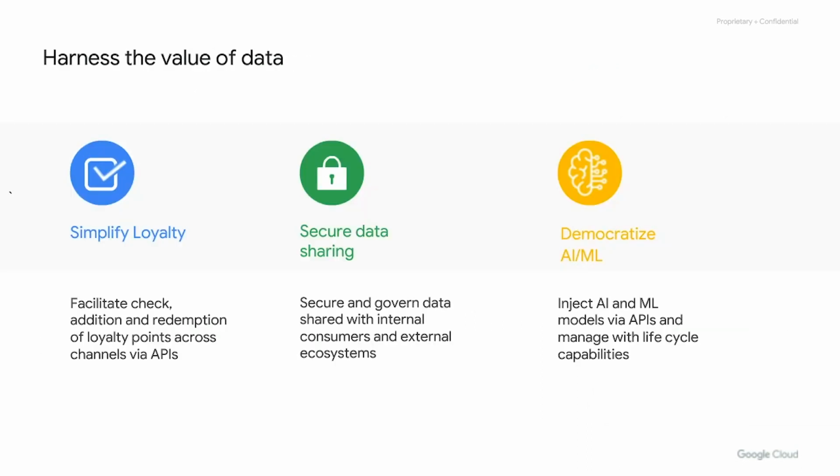One final area, we said there's 4 areas, and the fourth area where APIs are extremely relevant today in retail is harnessing the value of data. So examples of this are simplifying the management of robust loyalty programs across channels, securely sharing data, sharing it both across channels and with partners, and also democratizing access to a retailer's investments in AI and ML models.